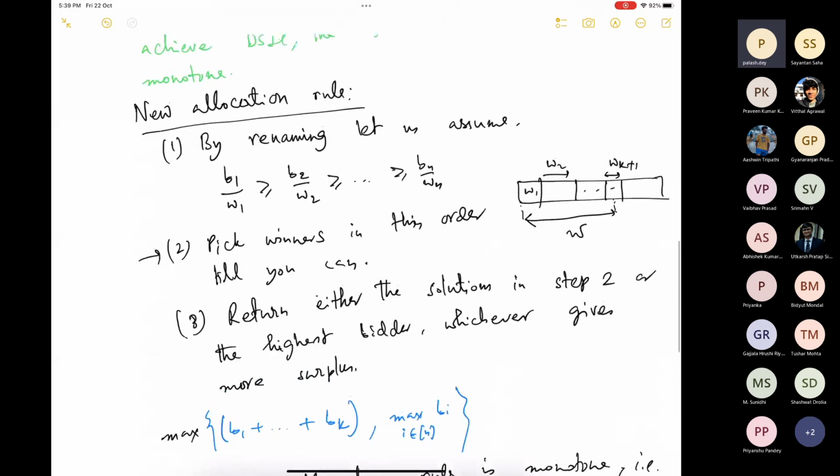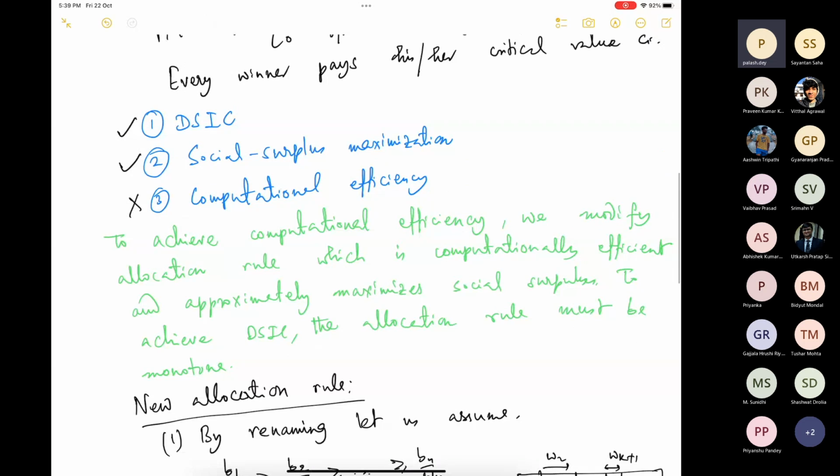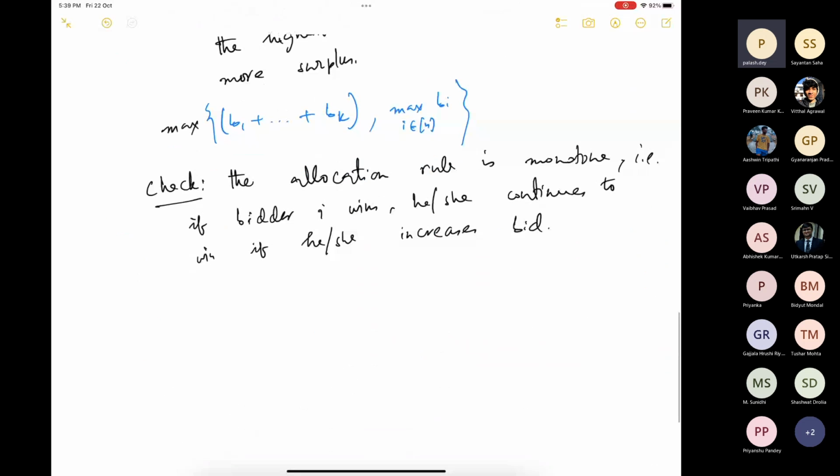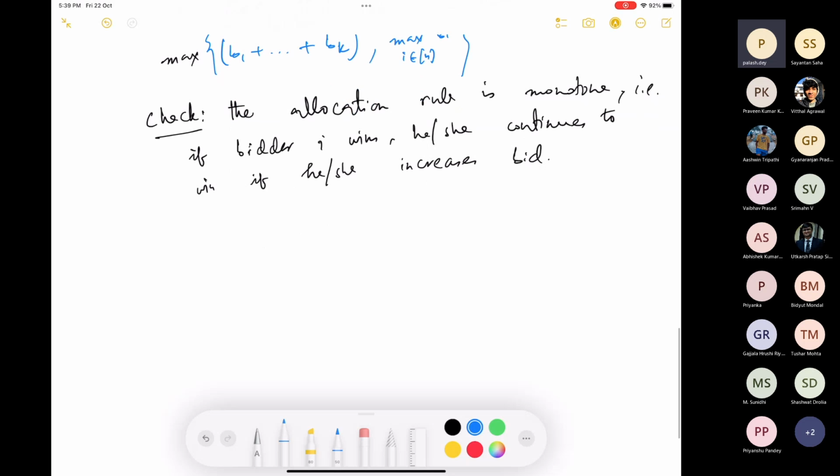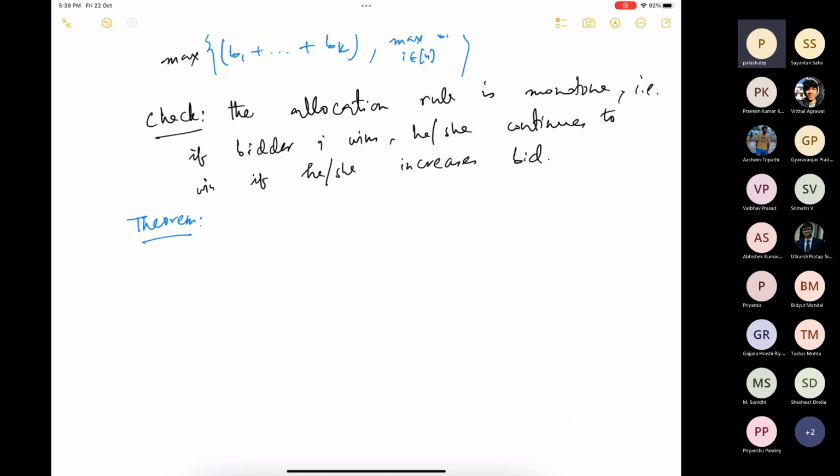We just need to ensure how much we have lost in terms of social surplus maximization. And here is a theorem. We claim that we have lost at most 50%. Again, truthful bidding is guaranteed because the allocation rule is monotone. Hence, combining with the payment rule, in the mechanism that we will get, every player will bid truthfully. That is from Myerson's lemma.